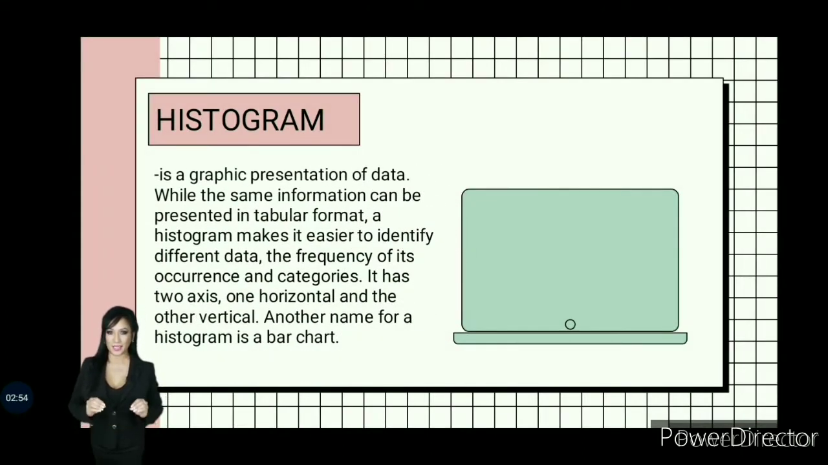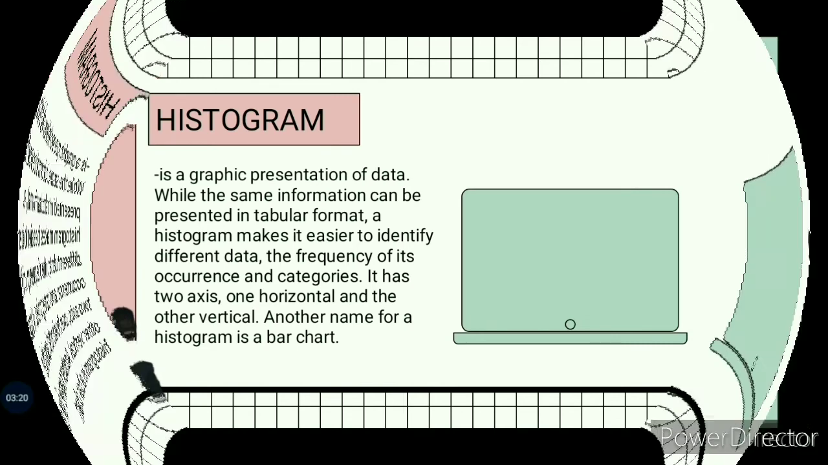What is a histogram and what is its purpose? A histogram is a graphic presentation of data, while the same information can be presented in a tabular format. A histogram makes it easier to identify different data, the frequency of its occurrence, and categories. It has two axes, horizontal and vertical. Another name for histogram is a bar chart.